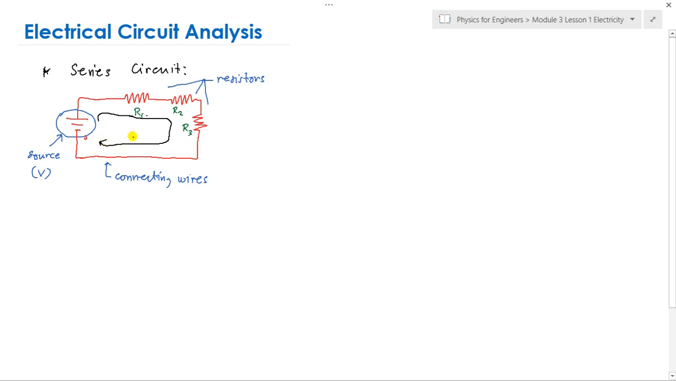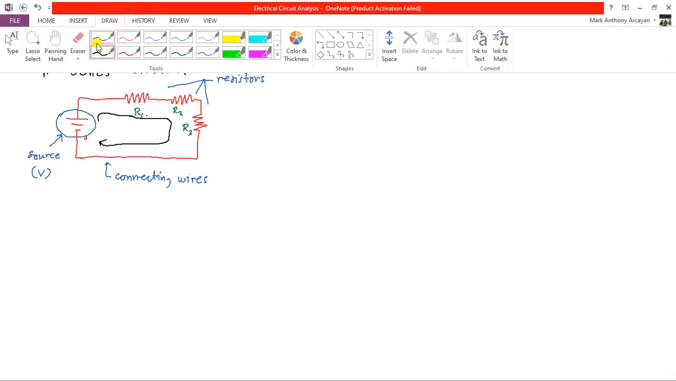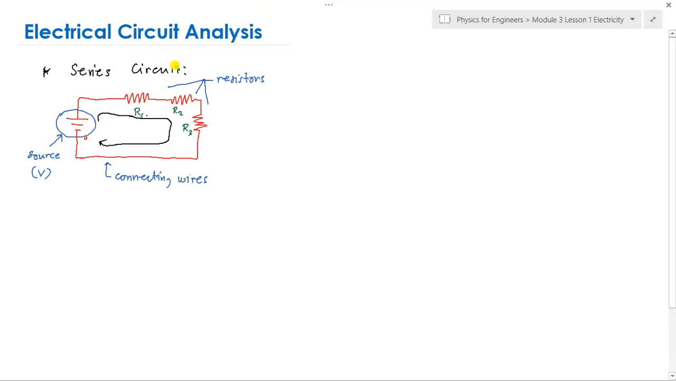So here we can say that we have uniform current. Meaning, from this series circuit we can quantify the voltages here. We can quantify the three parameters here: voltage, current, and resistance.